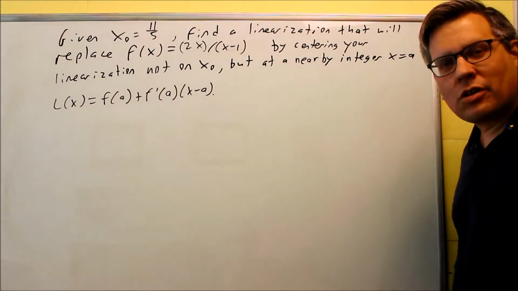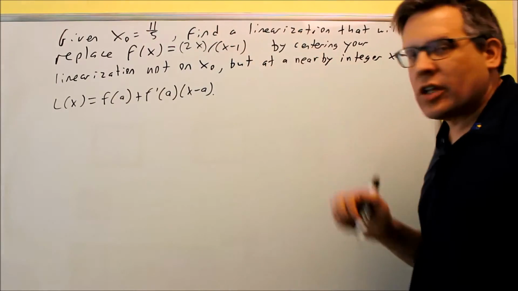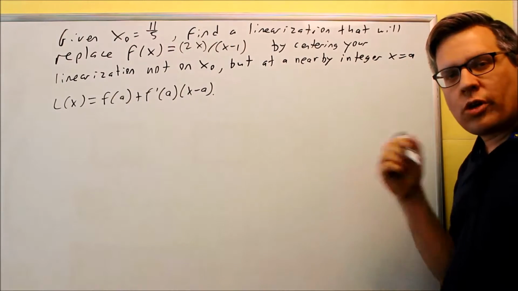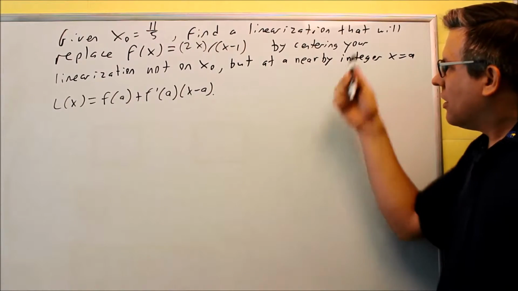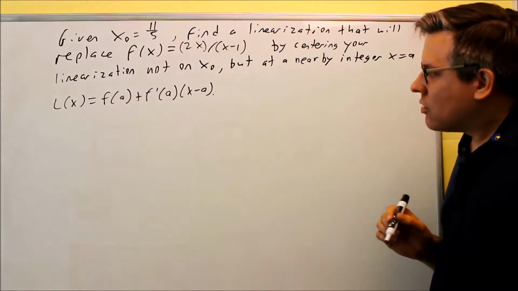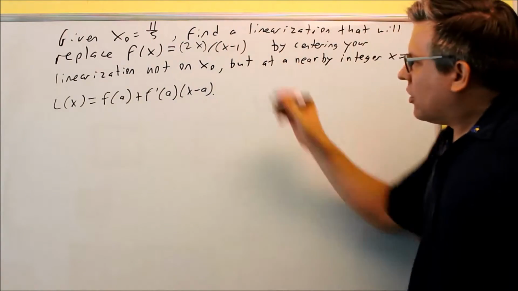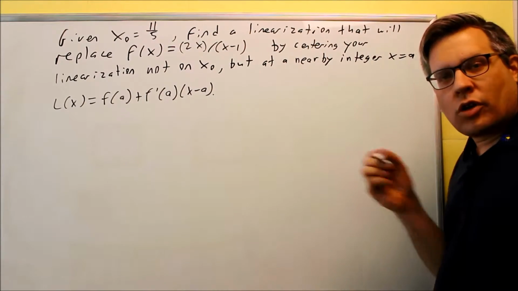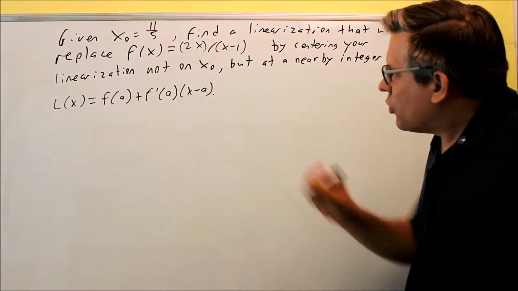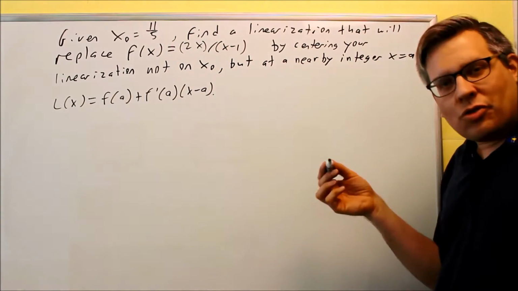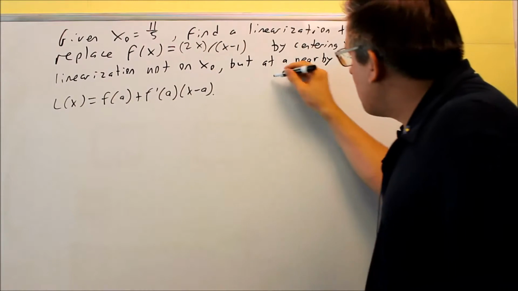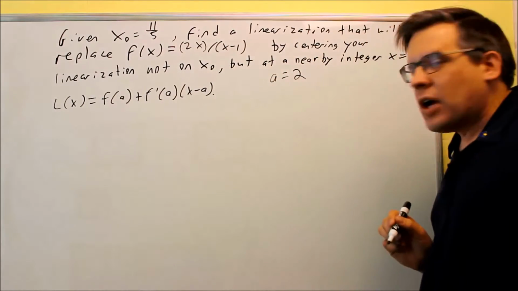Our next problem, we're given an x value that's a fraction, and our original function is a fraction as well, but we're going to pick a value that makes this easier. We want to center the linearization on the closest integer to 11/5. If you put 11 over 5 into a calculator and work out the decimal, it's going to be closest to the integer 2. Because we know that 10 divided by 5 is 2, so 11 over 5 will be just slightly larger than 2. So I'm going to pick a equal to positive 2.